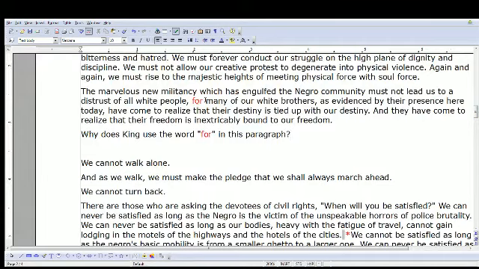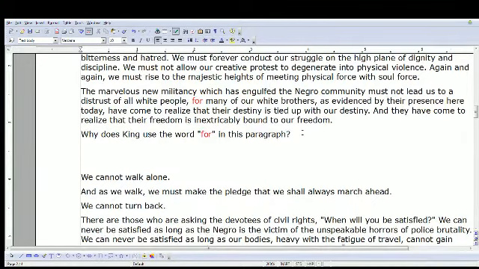This is a tough one. So why does King use the word for in this particular paragraph? Very long sentence, right? So it says, the marvelous new militancy which has engulfed the Negro community must not lead us to a distrust of all white people. For many of our white brothers, as evidenced by their presence here today, have come to realize that their destiny is tied up with our destiny. So the word for here, it's actually not a preposition, believe it or not. The word for here is a conjunction.